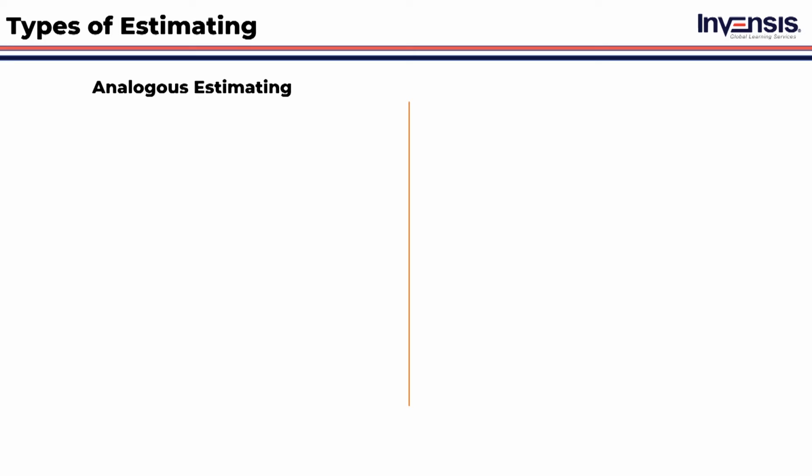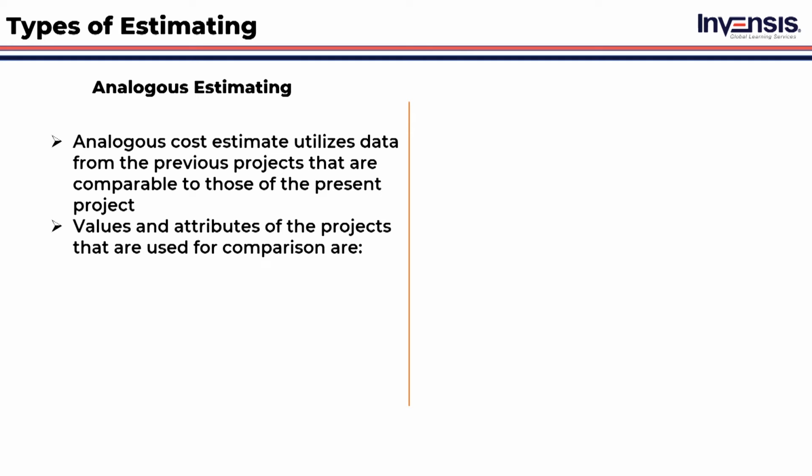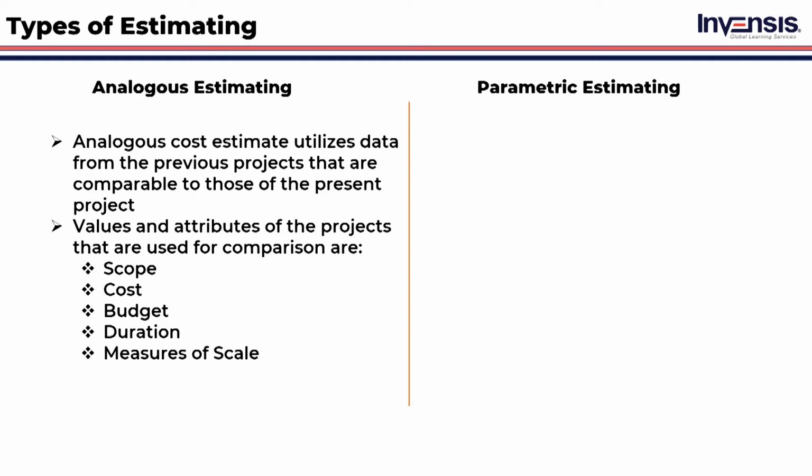Analogous cost estimating. An analogous cost estimate utilizes data from previous projects that are comparable to the present project. Values and attributes of the projects that are used for comparison are scope, cost, budget, duration, and measures of scale.